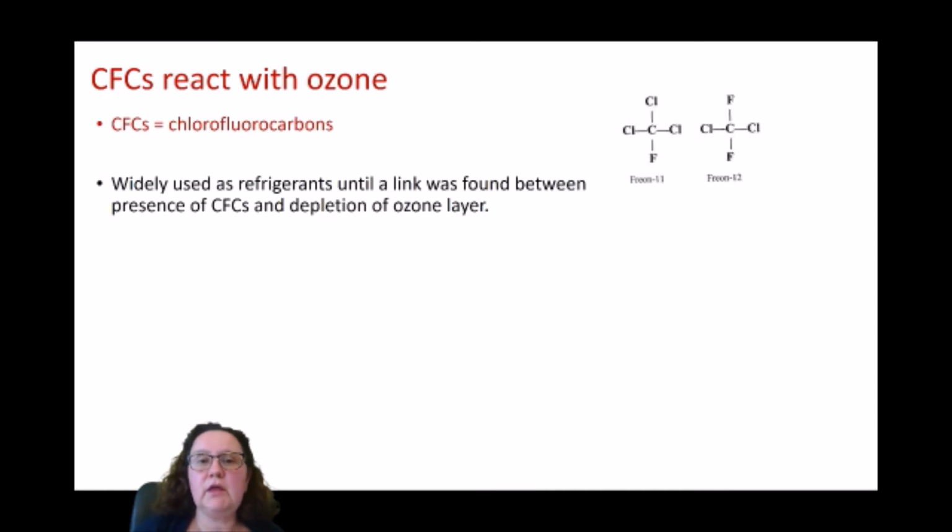Chlorofluorocarbons were a particular issue because of the chlorine atoms involved in the structures. They were widely used as refrigerants because they're very stable, they're very easy to synthesize, they're safe compounds, and they were used in refrigeration for quite a long time, until a link was found between the presence of chlorofluorocarbons in the atmosphere and the reduction in the concentration of ozone across the globe.